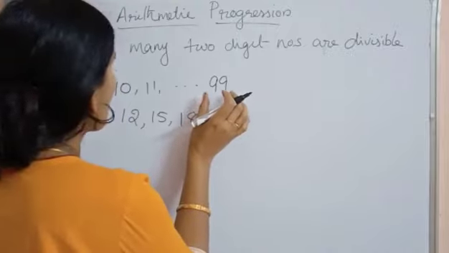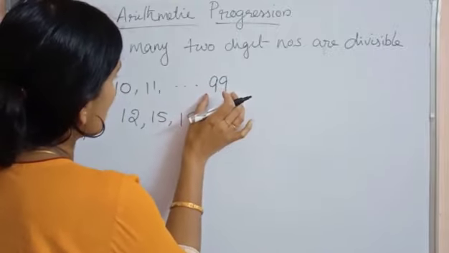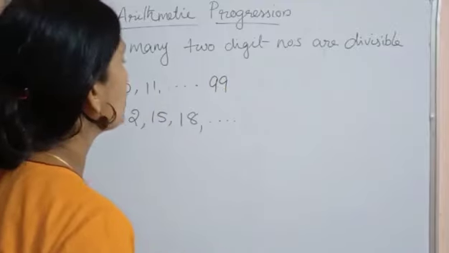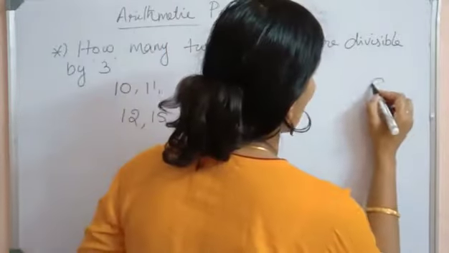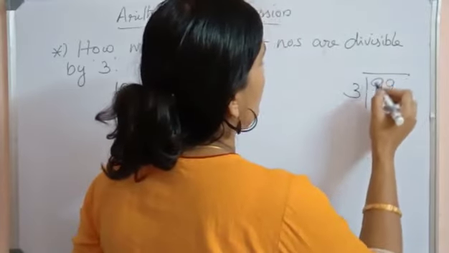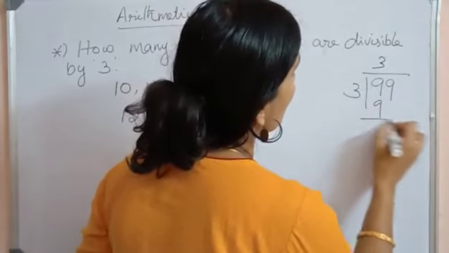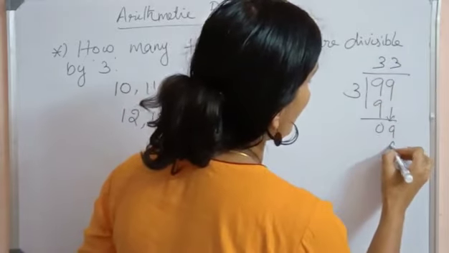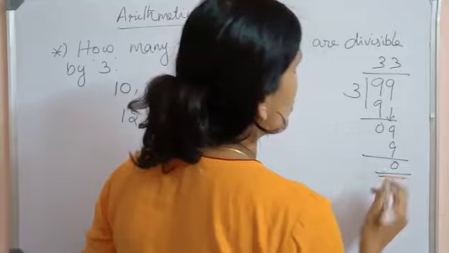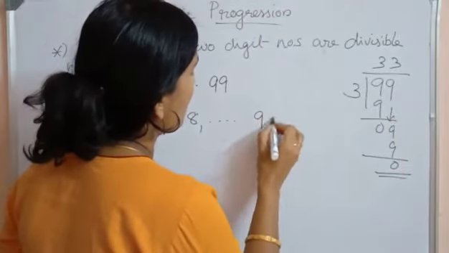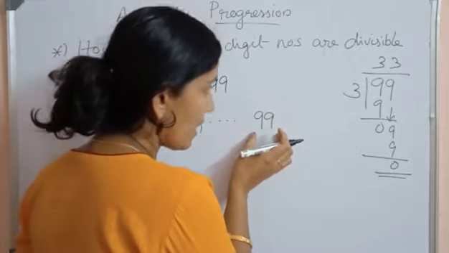Now we need to see the last number. The last 2-digit number is 99, and we have to check whether this is divisible by 3 or not. So the same procedure we have to remember. 99 by 3: 3 3s are 9, 0, bring down the next digit, 9, 3 3s are 9, the remainder is 0. So this number is divisible by 3. So 99 is the last term.